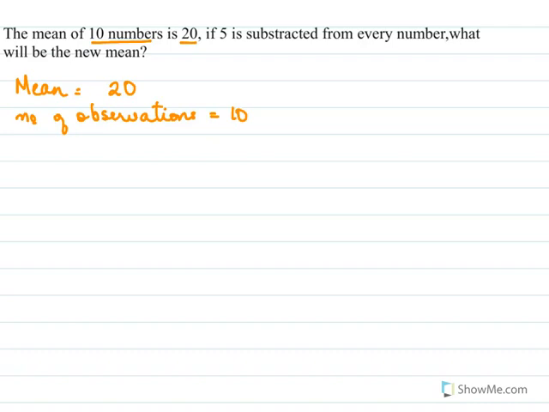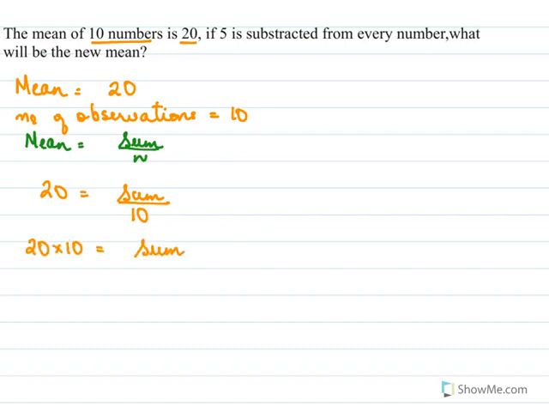So we'll find the sum. You know the formula for mean, equal to sum over number of observations. So mean is 20, sum we do not know, number of observations is 10. So 20 into 10 equal to sum. So 200 equal to sum.